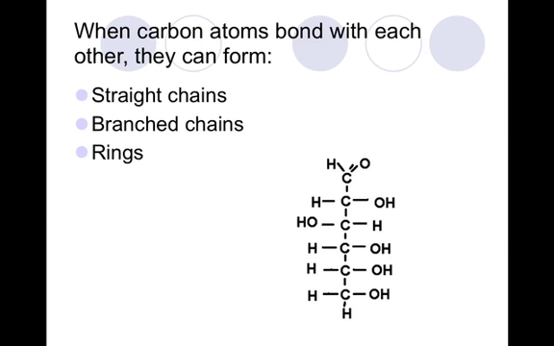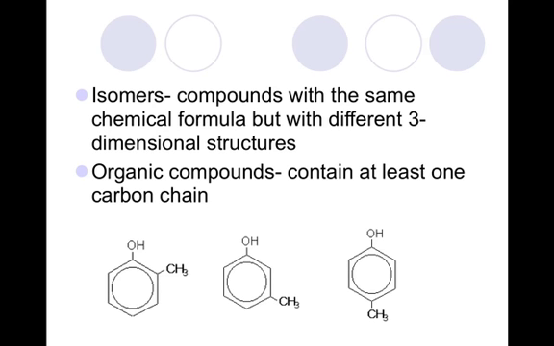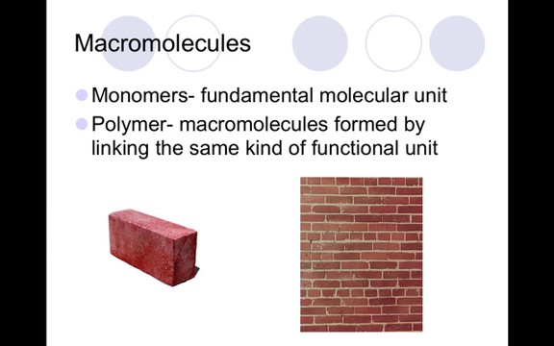When carbon atoms bond with each other, they can form straight chains, branched chains, or they can be ring shaped. They're very large, so they have these different shapes that will accommodate those. Isomers are compounds that have the same chemical formula but a different 3D shape. And organic compounds contain at least one carbon chain, so that the carbon comes off of it.